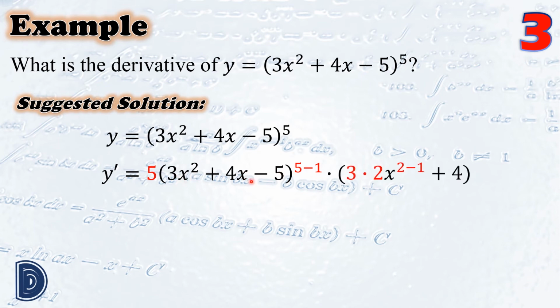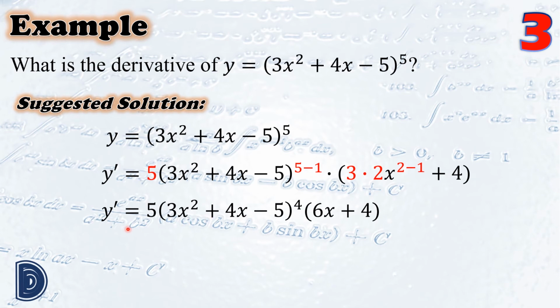Derivative of 3x squared is 3 times 2x raised to 2 minus 1. The derivative of 4x is 4. So we have y prime is equal to 5 times the quantity (3x squared plus 4x minus 5) raised to the 4th power. 3 times 2 is 6 times x, because 2 minus 1 is 1, so we only have 6x plus 4.